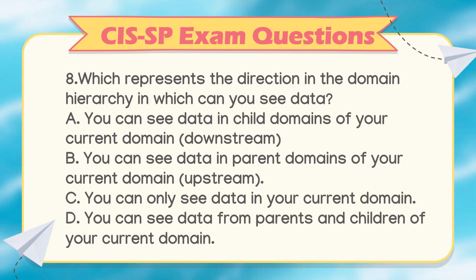8. Which represents the direction in the domain hierarchy in which you can see data? A. You can see data in child domains of your current domain, downstream. B. You can see data in parent domains of your current domain, upstream. C. You can only see data in your current domain. D. You can see data from parents and children of your current domain.